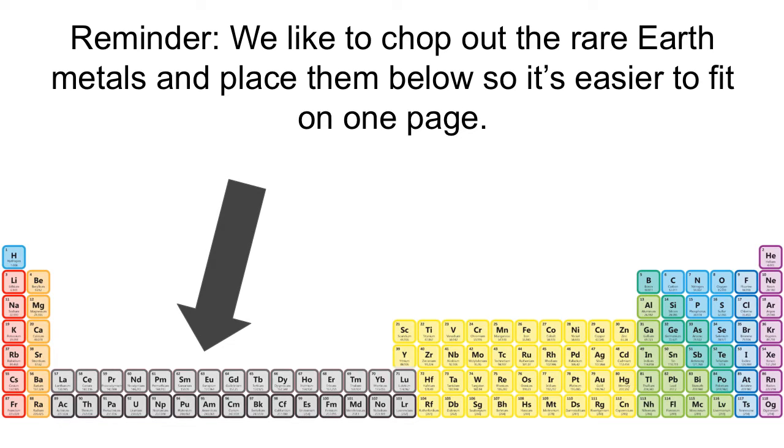This is just a reminder from earlier today that those elements that appear at the bottom of the periodic table are actually inserted within that middle part of our transition metals. We just chop it out and put it down there so it fits nicer on a piece of paper, but I just wanted to remind you where those actually appear in our periodic table.